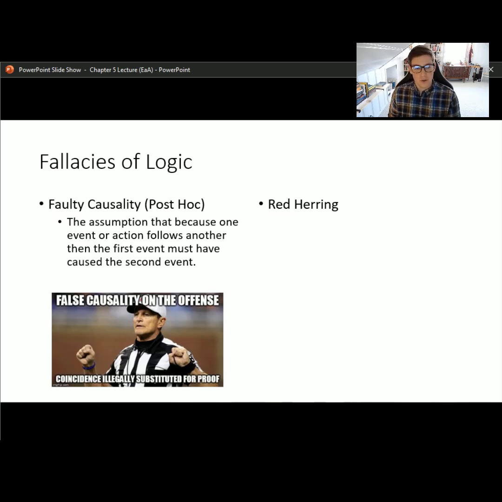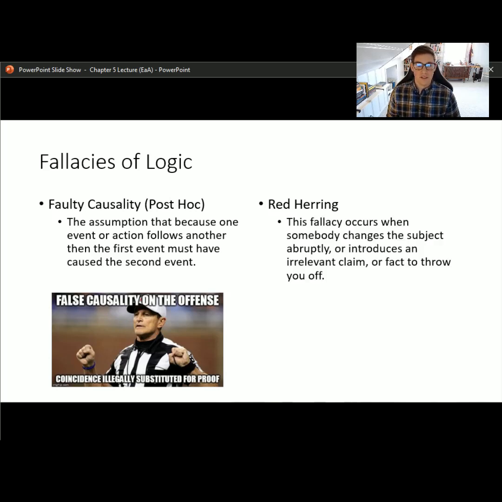Our cartoon here says, false causality on the offense, coincidence illegally substituted for proof. We want to be really, really aware of that because causation is very, very difficult to prove, and we can often just simply say, oh, this is a coincidence, therefore that means something caused this to happen. So just be aware of that.